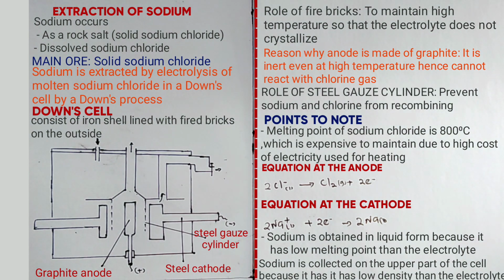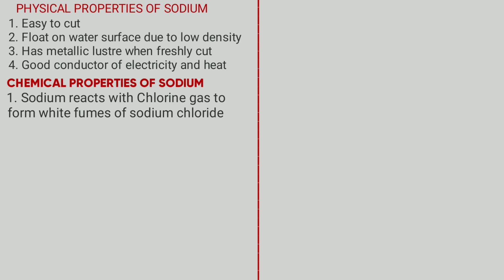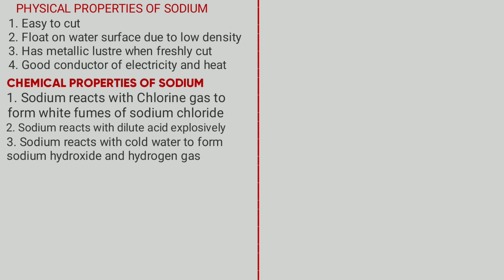The properties of sodium include that it is easy to cut, it has low density, it has metallic luster when freshly cut, and it is a good conductor of electricity and heat. Chemical properties include: it reacts with chlorine gas to form sodium chloride, which is white fumes. Next, it reacts with dilute acid explosively. Third, it reacts with cold water to form sodium hydroxide and hydrogen gas. Fourth, it burns in air with a yellow flame to form a mixture of sodium oxide and sodium nitrate.